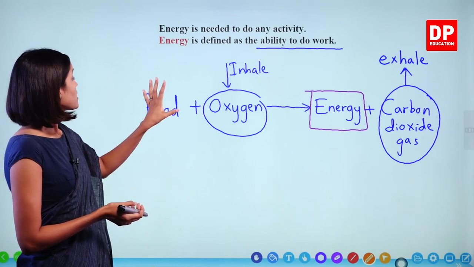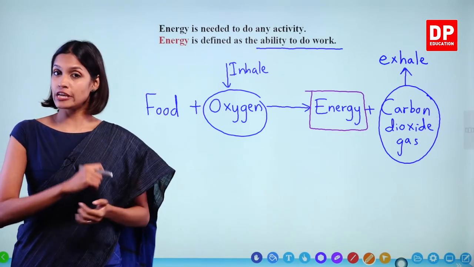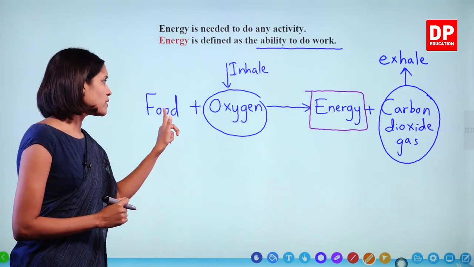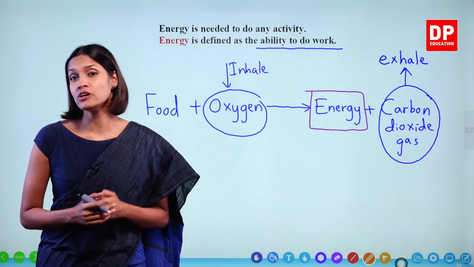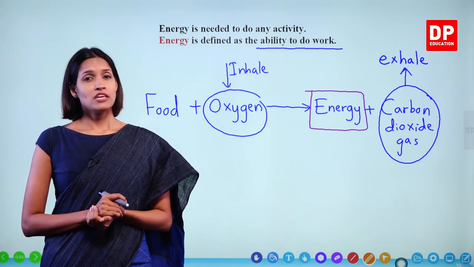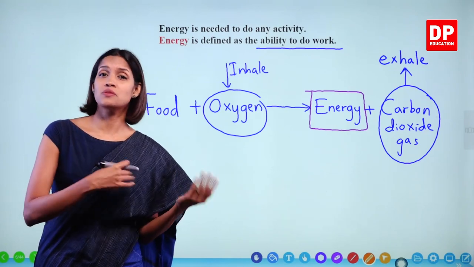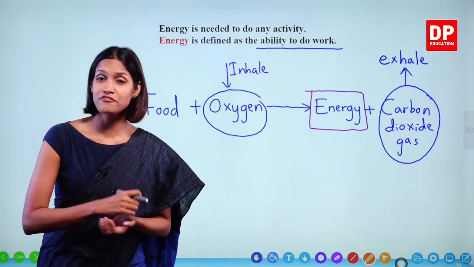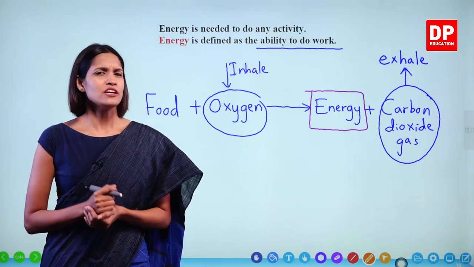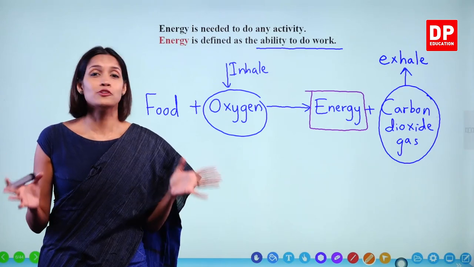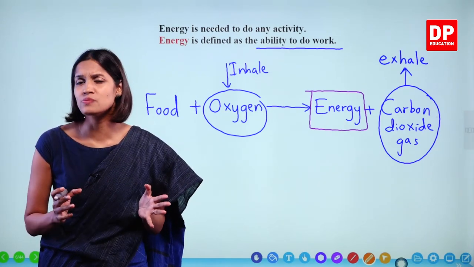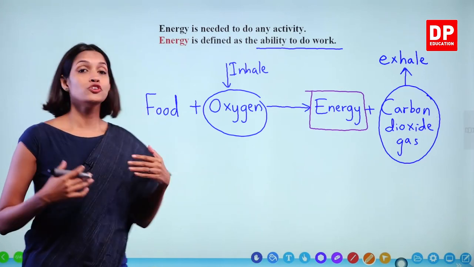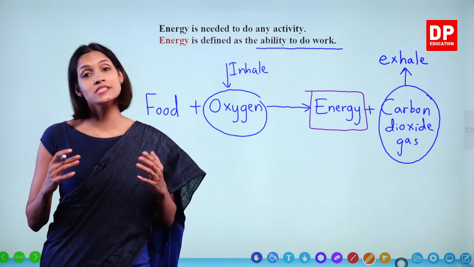Okay. But what about food? We have to eat food. That is why when you don't eat food, you don't get enough energy to do your day-to-day activities. If you are a picky eater, if you skip your meals, if you skip your breakfast, you will realize that you can't engage in your day-to-day activities as before. Why does that happen, children? That is because without food, your body cannot produce energy.